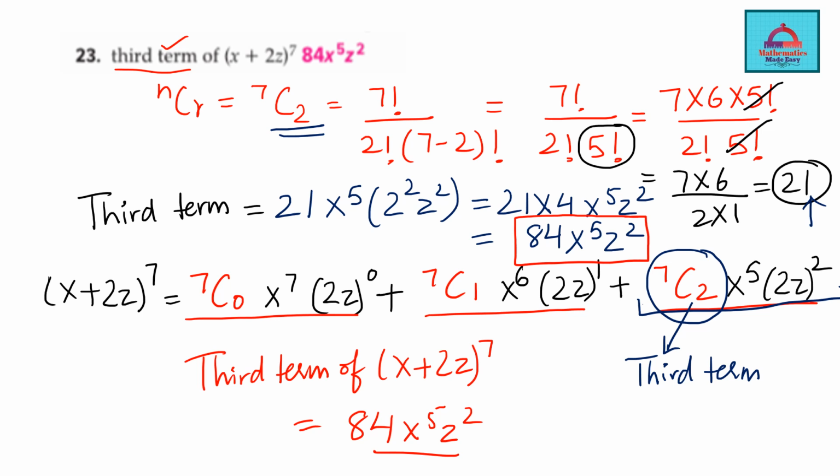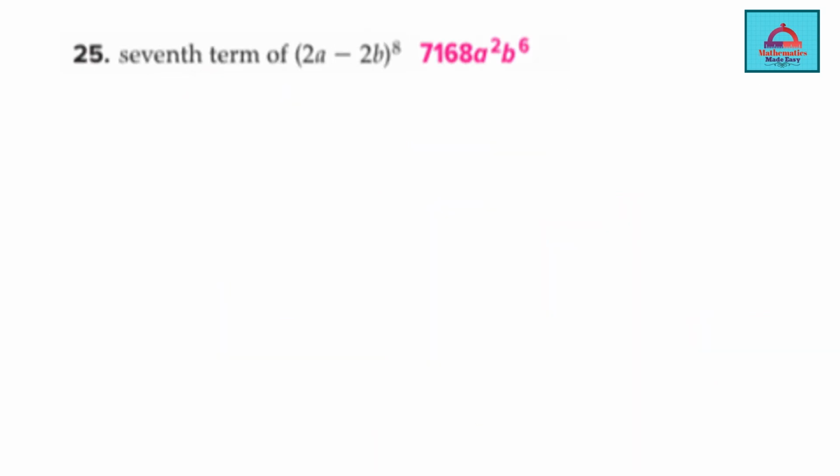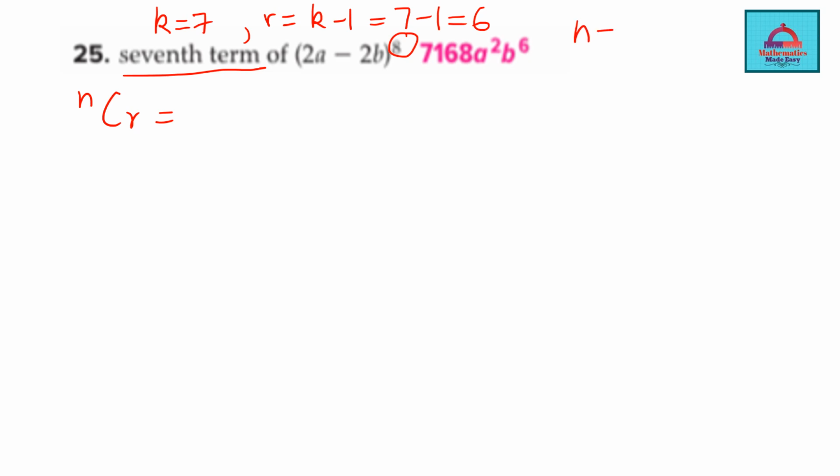Let's do now, in the next slide, question 25. Here in this question, we have to find the seventh term. That means the value of k is going to be 7. So your r is going to be k minus 1, which is 7 minus 1, or 6. So we know the binomial coefficient is given by nCr. n is the maximum power here, which is 8.